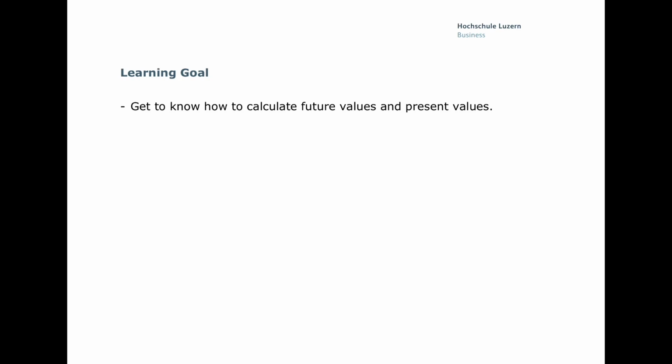The learning goals of this session are that you know how to compute the future value of an amount of money, and you learn the concept of present value, which is to determine the current worth of a future sum of money or stream of cash flow given a specified rate of return.